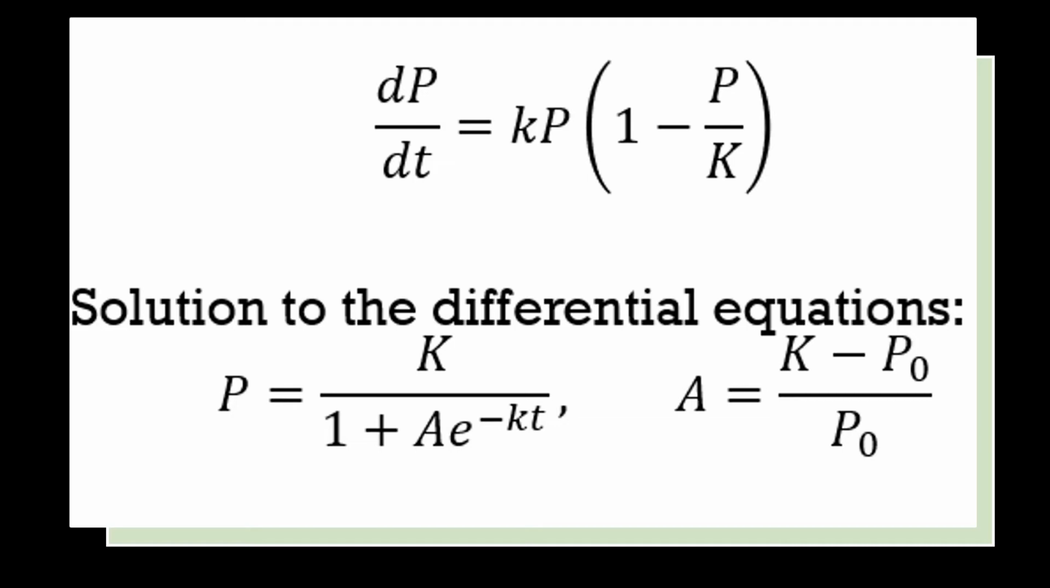All right, so then we can solve the differential equation. And when you solve that differential equation, you have the general form of P equals K, or carrying capacity, over 1 plus A e to the negative kt. This A in front of the e is like the plus C value that you would get. And we can actually find that A value with logistic curves by simply taking our carrying capacity, subtracting off our initial condition, and dividing by our initial population.